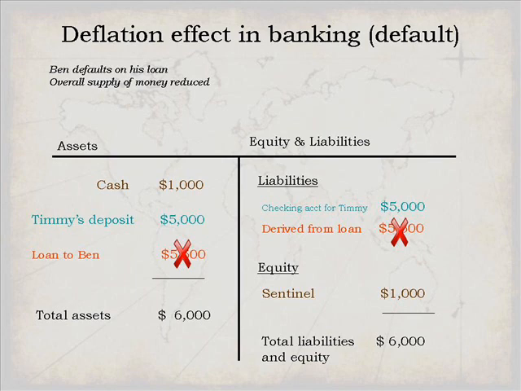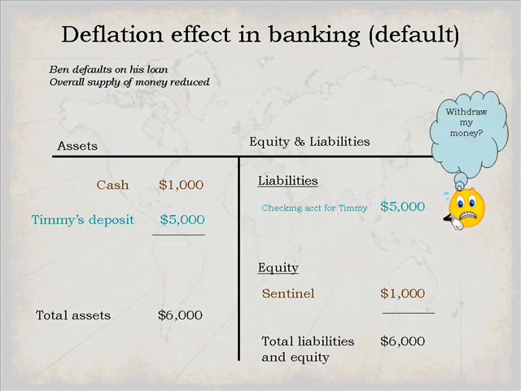If we notice, then the bank has to write off that loan as an asset, also on the liability side, but more importantly, the overall supply of money or credit that's available in the system or in the economy is reduced by $5,000. Another effect of loan defaults are nervous depositors.